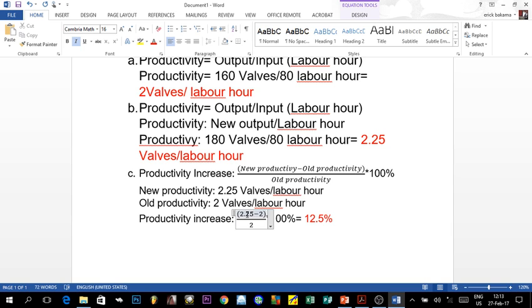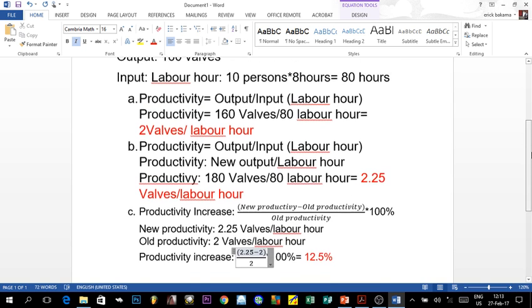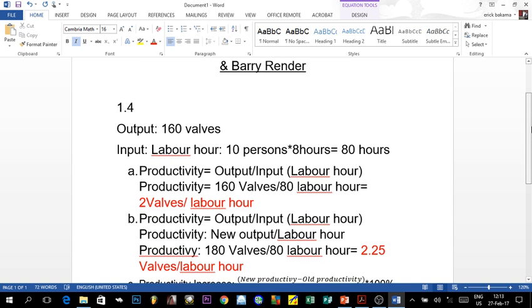It just makes sense. If before I used to make 2 valves per hour and now I'm making just 1 valve or 1.5, as long as it is under what I used to produce before, it means that I've decreased. The negative sign just means that the value of the productivity has decreased. So in short, this is all about this first exercise.